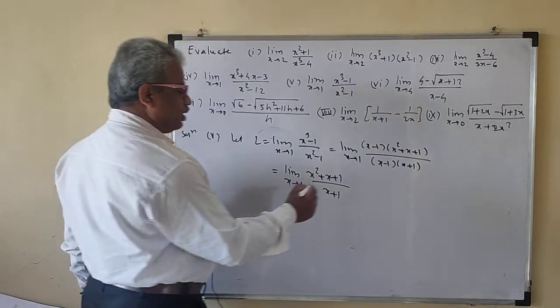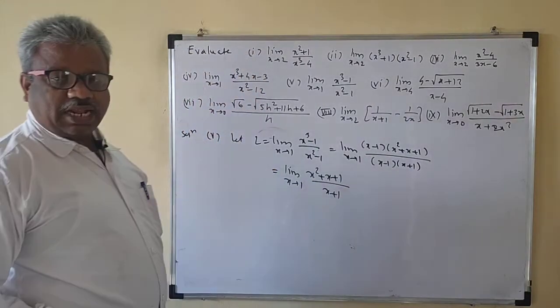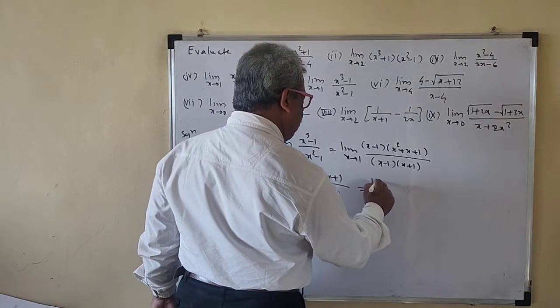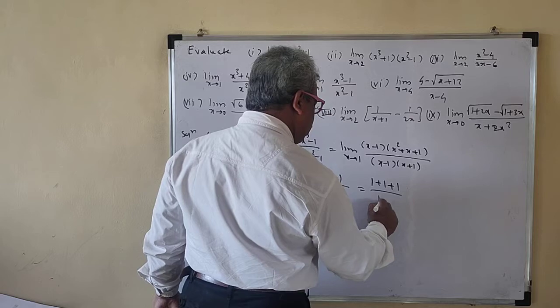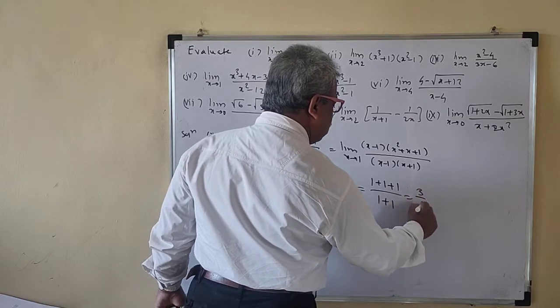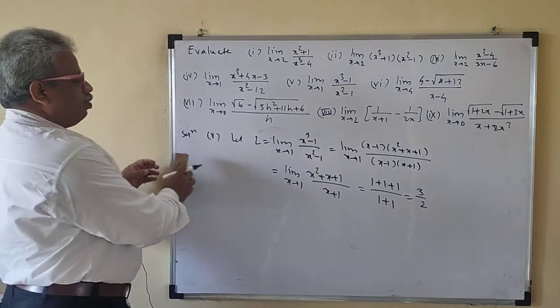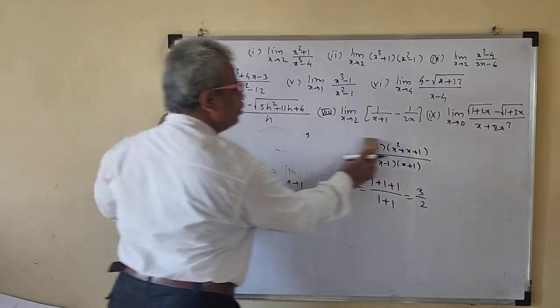Okay. So now put x is equal to 1 in the denominator. See that the denominator is not 0, whatever the numerator may be. So directly you can put the value of x here. So this is (1 plus 1 plus 1) upon (1 plus 1). So this is 3 by 2. 3 by 2. Okay. So we'll go to the next one.